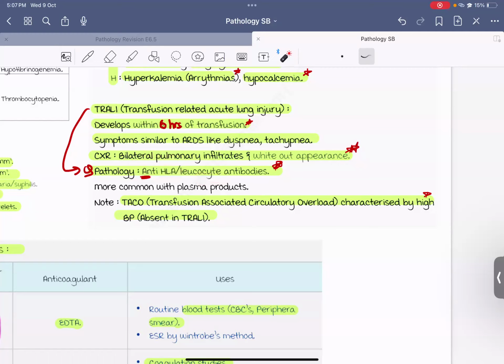Also, what you have to remember is, what is TACO? TACO is transfusion associated circulatory overload, which is characterized by high BP, which is absent in TRALI. So you have to remember there is no role of high BP in TRALI. TACO is different. That is transfusion associated circulatory overload, which is associated with high BP.